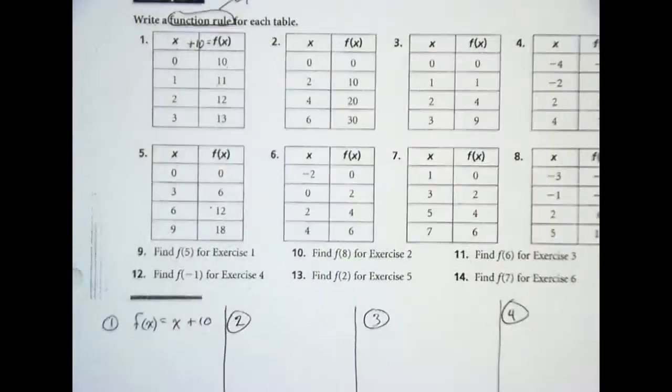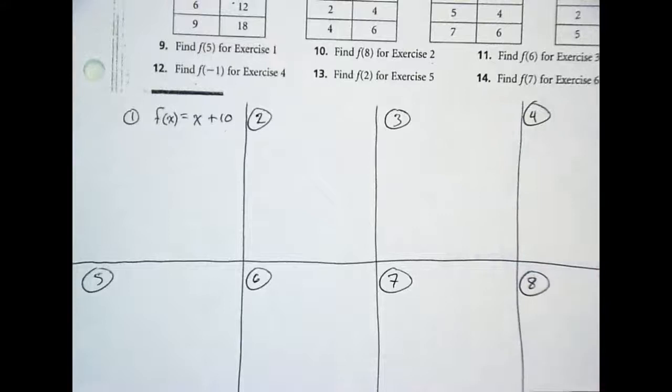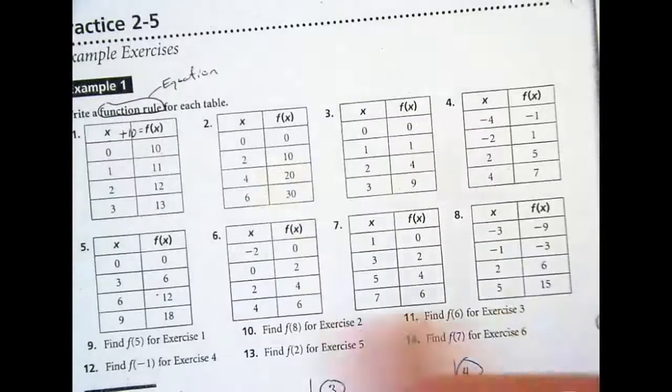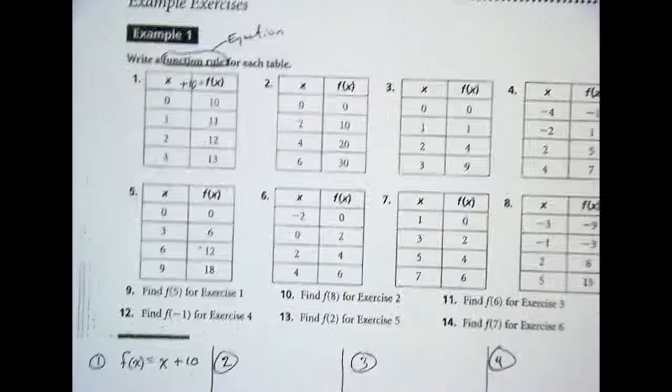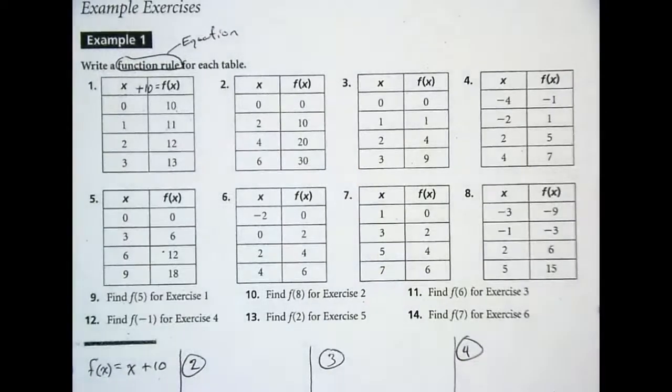All right, so I want you to work on that. But I want you to work on trying to write a function rule for each of those. Try adding. If it works for the first one, try it for the second one. Then try multiplying. Works for the first, try it for the next, and so on. You can work with your partner if you want.